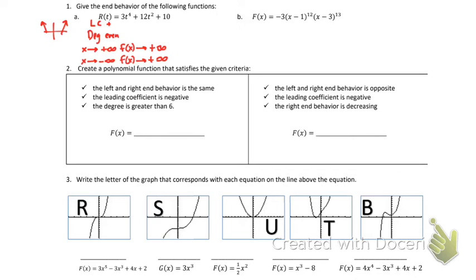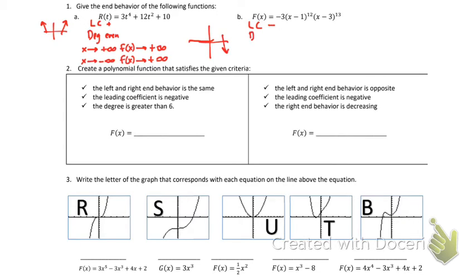B, leading coefficient. Let's check this out. Okay, this is factored form, so your leading coefficient is just going to be in front. It's going to be negative. So my leading coefficient is negative. What does that mean for my graph? It means my right side is going down.